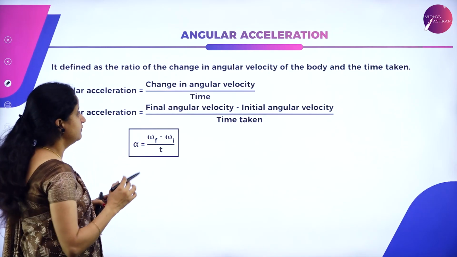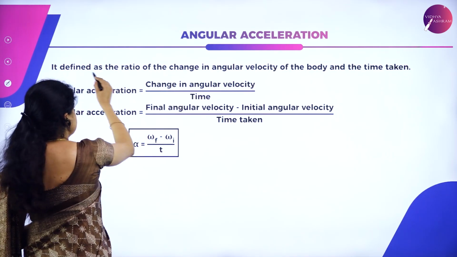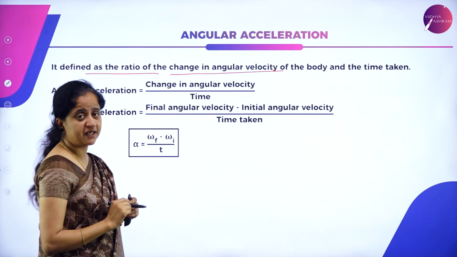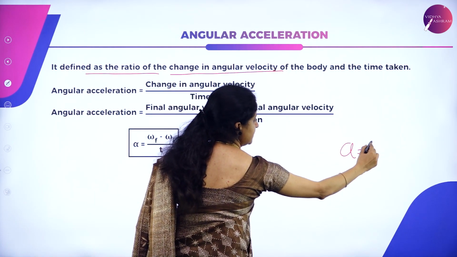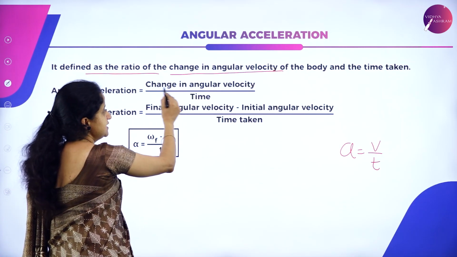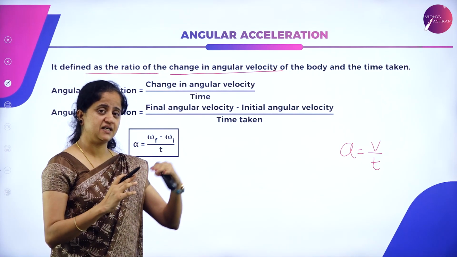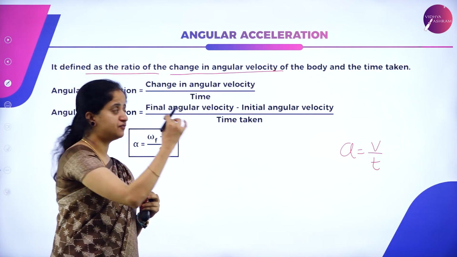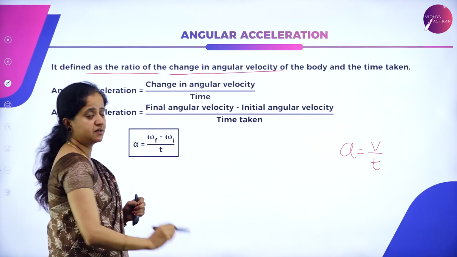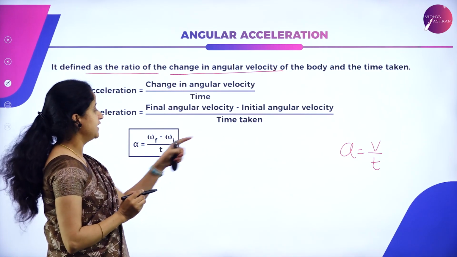What is acceleration? We know rate of change of velocity is acceleration generally. So angular acceleration is defined as the ratio of change in angular velocity of the body and the time taken. As I told you, generally acceleration is velocity by time. So we are talking about angular acceleration. It is nothing but change in angular velocity. When can we say the angular velocity is changing? By taking the difference between the final angular velocity and initial angular velocity. So change in angular velocity can be represented as final angular velocity minus initial angular velocity divided by time.